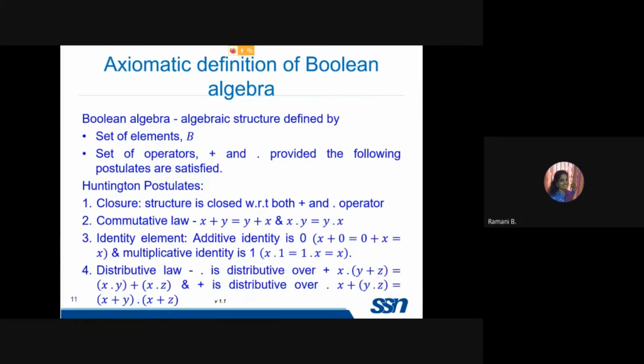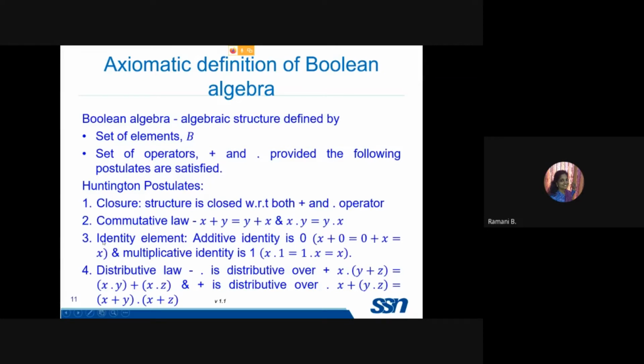These postulates are also called Huntington postulates. The first is the closure postulate. The structure is closed with respect to both plus and dot operators. That is, whatever operation you perform on the set of elements using plus and dot, the result will also be an element belonging to that set. That is closure. Then we have the commutative law. As mentioned, x plus y is equal to y plus x, and the same goes for the dot operator: x dot y is equal to y dot x.